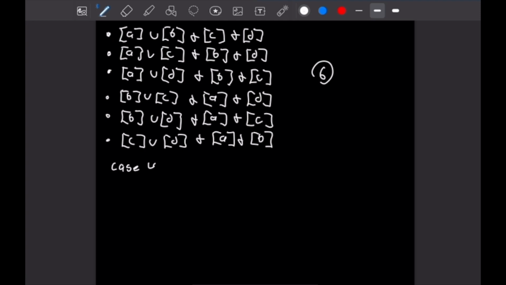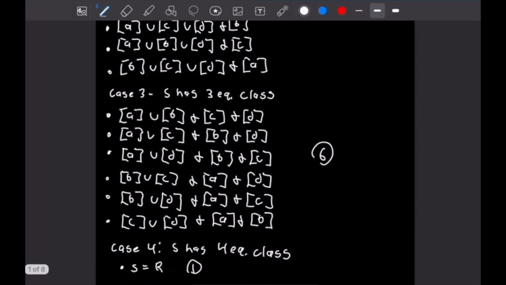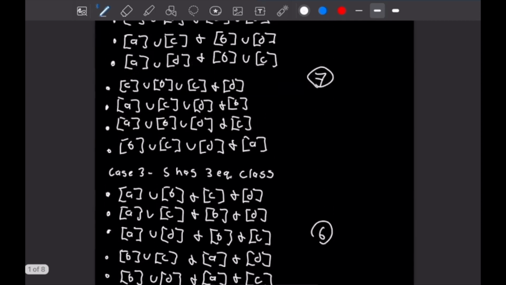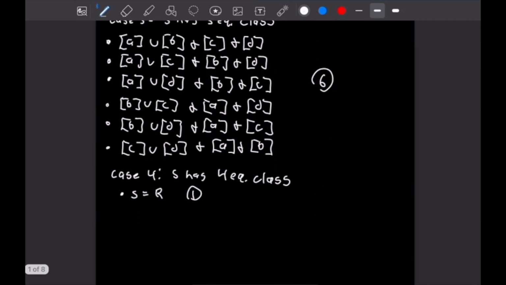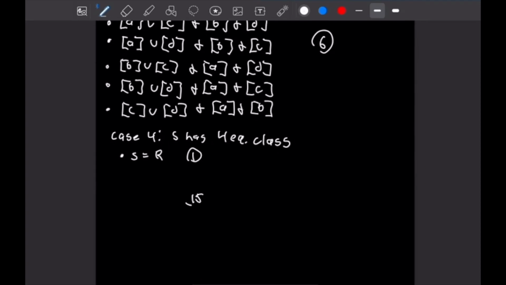So case 4, S has 4 equivalence classes. And like I said, that's just the case when S is equal to R, so there's only one case. So if we add all those up, we get 1 plus 6, which is 7, plus 7 is 14, plus 1, we have 15 total possibilities. Great, so let's go ahead and get into the next one.